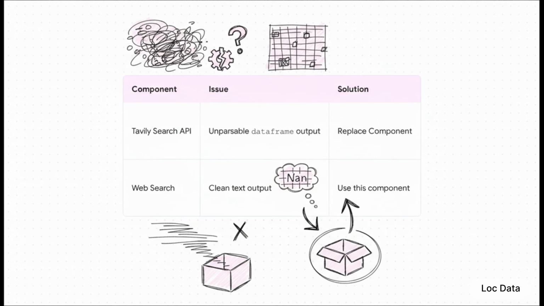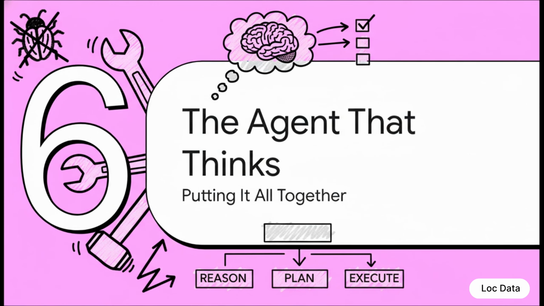And this is a perfect example of how this visual way of working helps you find the problem fast and just swap in the right part. Okay, the bug is squashed. Our agent now has 2 tools that actually work. It is time for the final test.